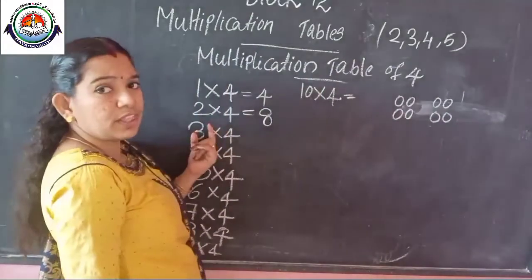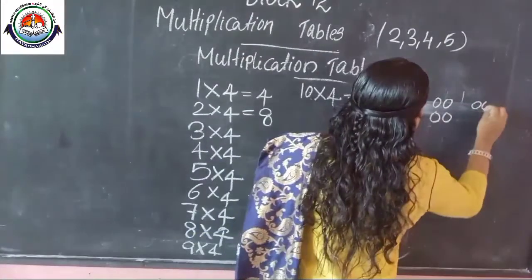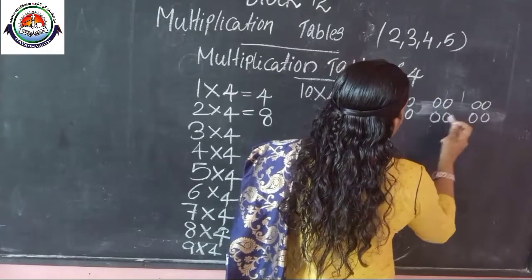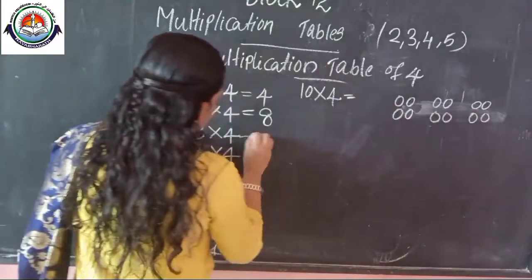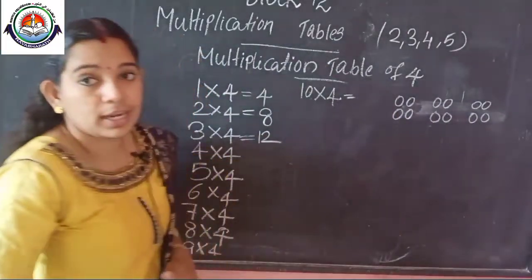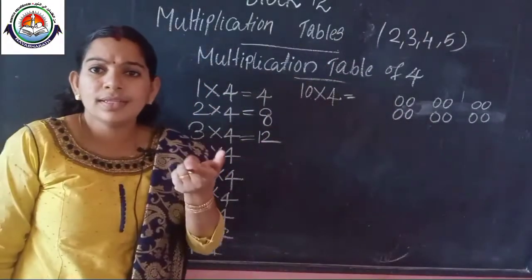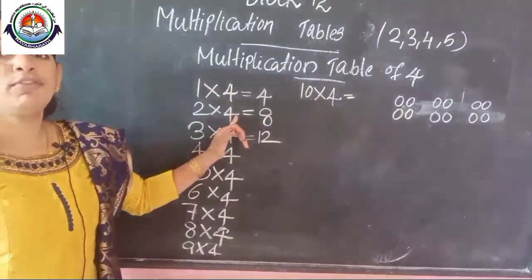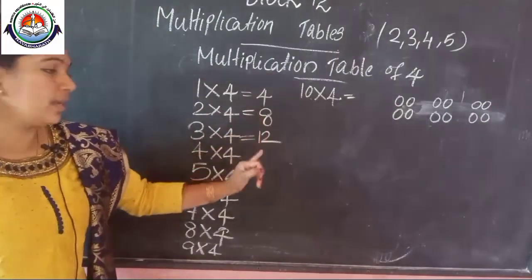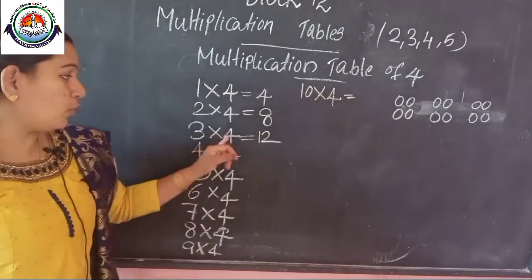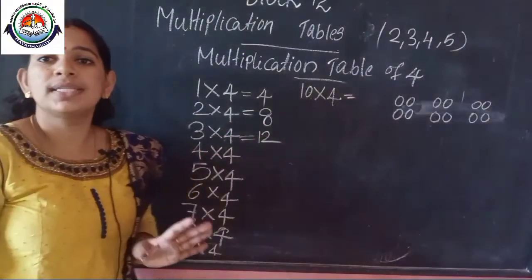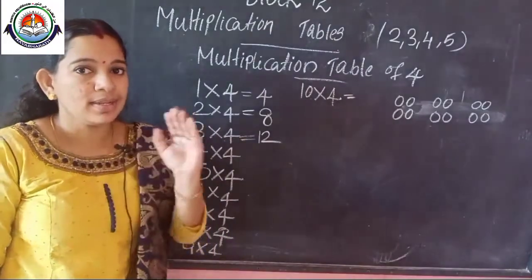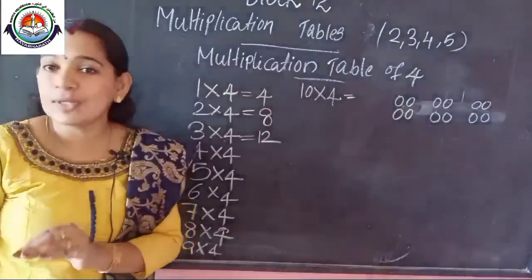Then 3 groups with 4 balls. 1, 2, 3, 4, 5, 6, 7, 8, 9, 10, 11, 12. 3 4's are 12. In the multiplication table of 2, we got 4 into 2 is 8. And in the multiplication table of 3, 4 into 3 is 12. So, both are the same. 4 into 2 and 2 into 4 is the same answer. 3 into 4 and 4 into 3 also have the same answer.